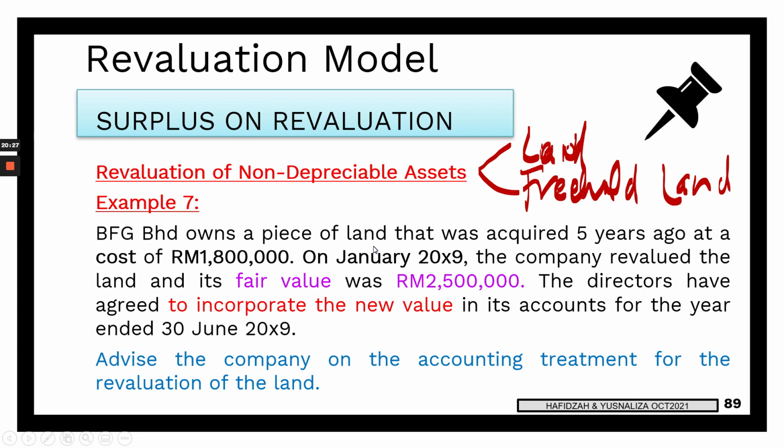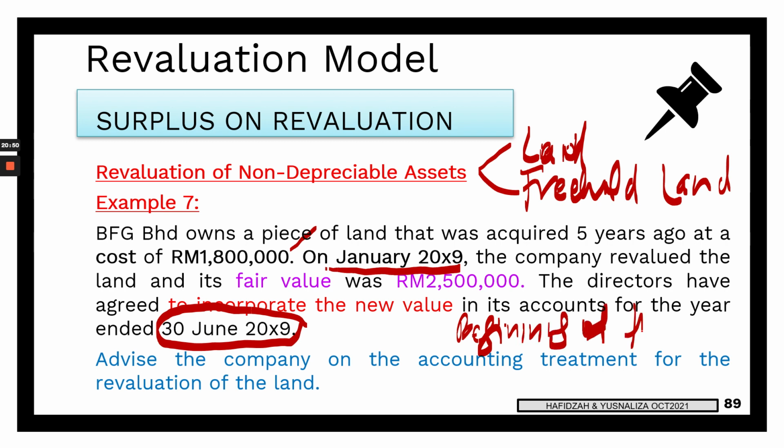It was acquired 5 years ago at 1.8 million, and at the beginning of the year, because for your information, the year end here is different. It is not the calendar year end. That was 30th of June. So the revaluation took place on 1st of January, which is actually the beginning of the current year. CY is current year. So therefore, the company revalued the land and the fair value of 2.5 million is at the beginning of the current year. Directors agreed to incorporate the new value or to adopt the revaluation model. You are asked to advise the accounting treatment.